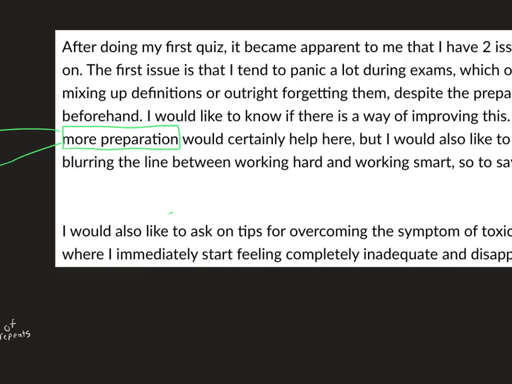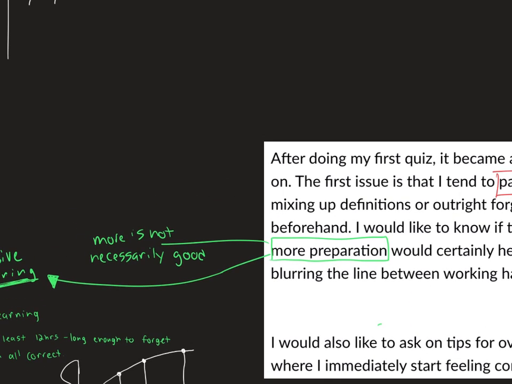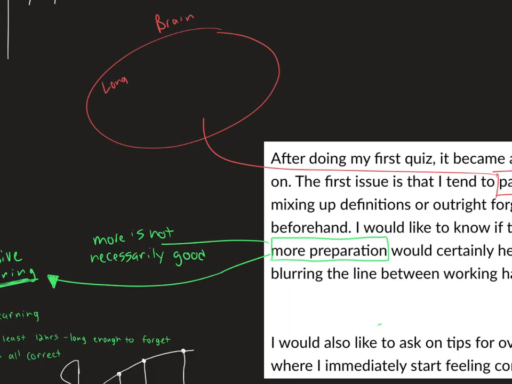Okay, so I hear we're panicking. So how do we, maybe you do all this successive relearning, but you still panic, and then you forget everything. Because what happens is, in your brain, this is your brain, you've got long-term memory. That's huge. And then this is like short-term.